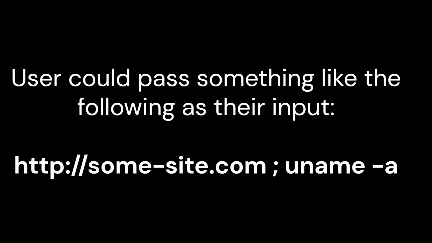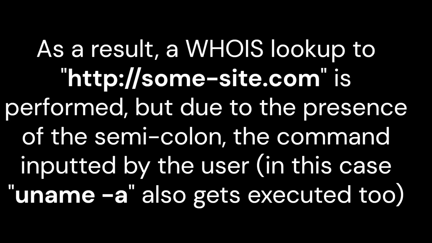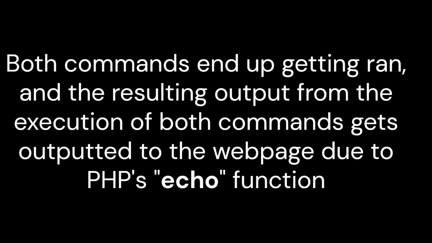Instead of passing just a domain name and nothing else as their input, a user could pass a semicolon or ampersand character, followed by the command which they want to execute. Based on our Introduction to Linux video, we know that the terminal will cause two commands to be executed at once if these characters are detected. So it would execute both the whois command and also whatever malicious command the user decided to input as their payload, causing the results of both commands to be outputted to the page.